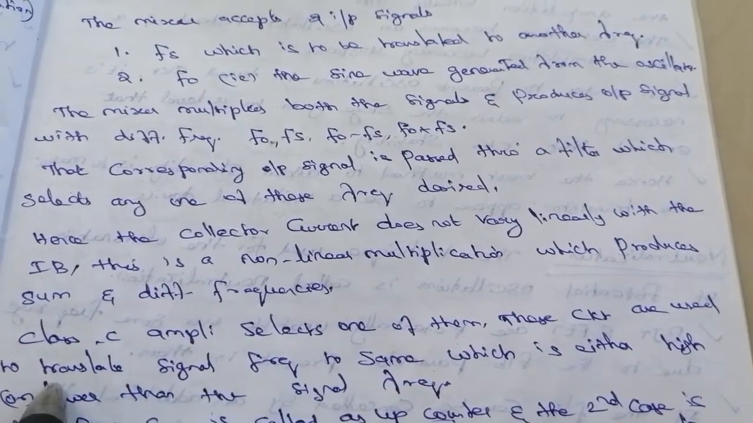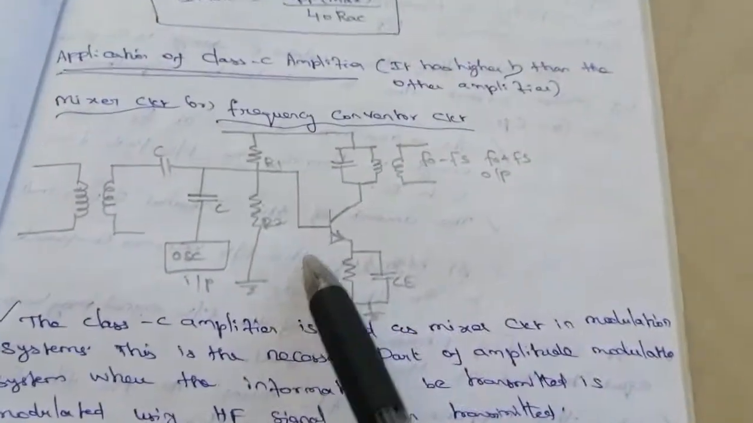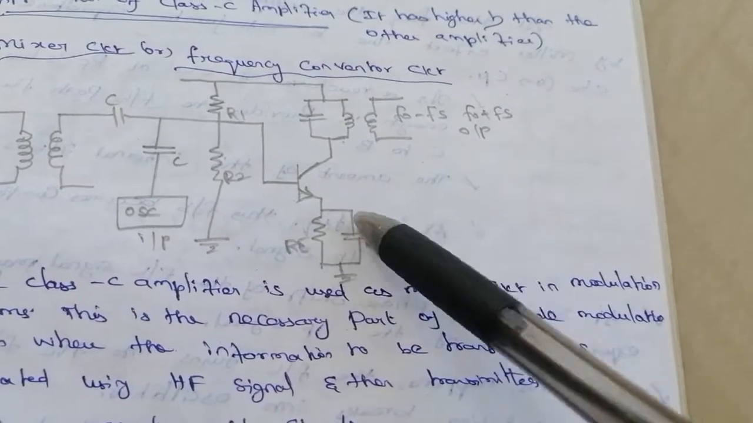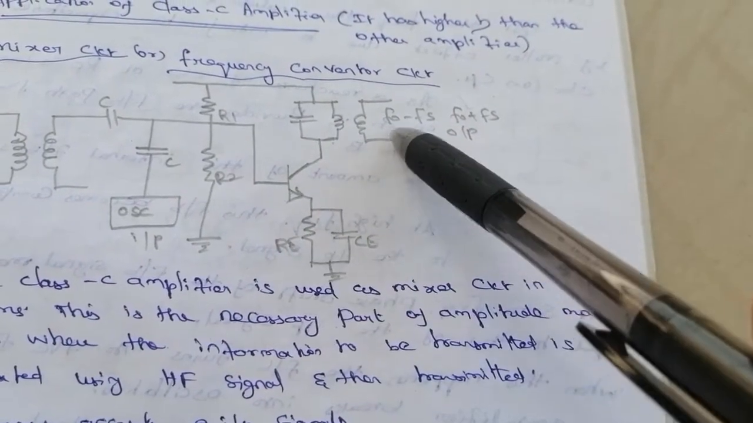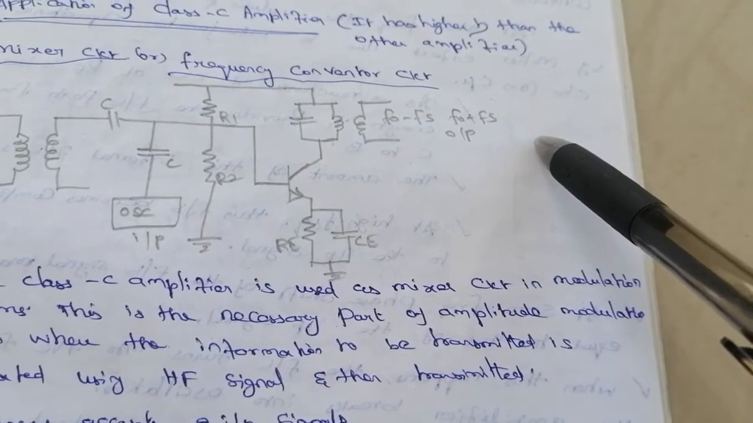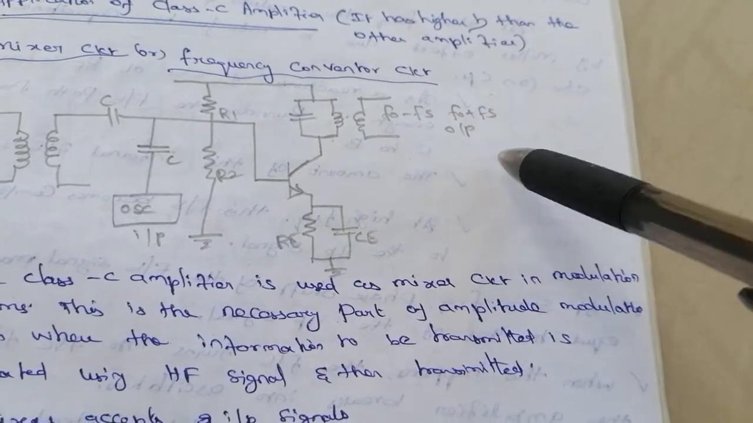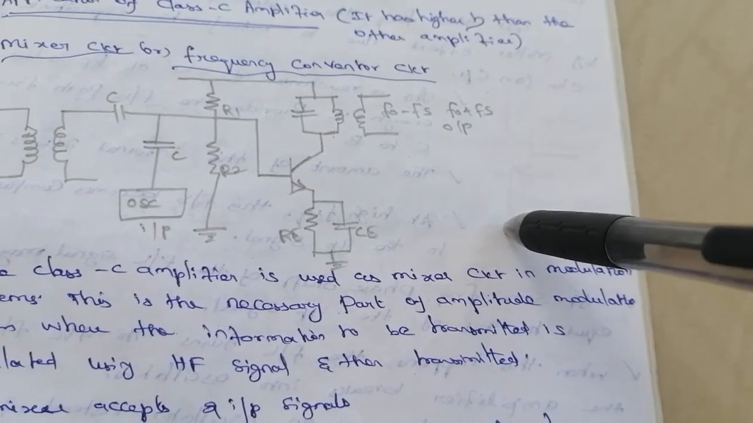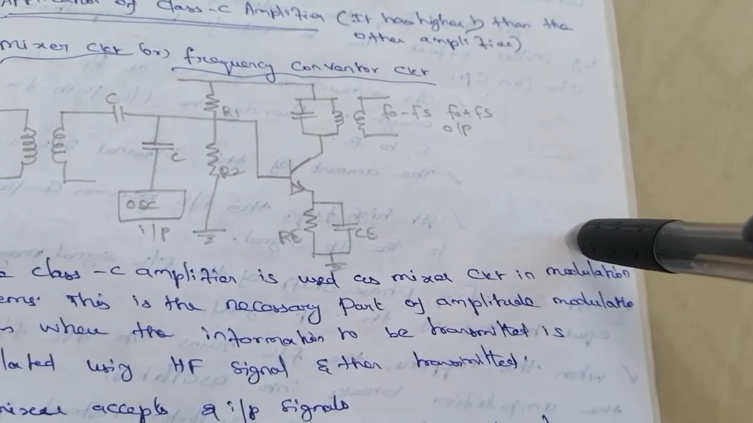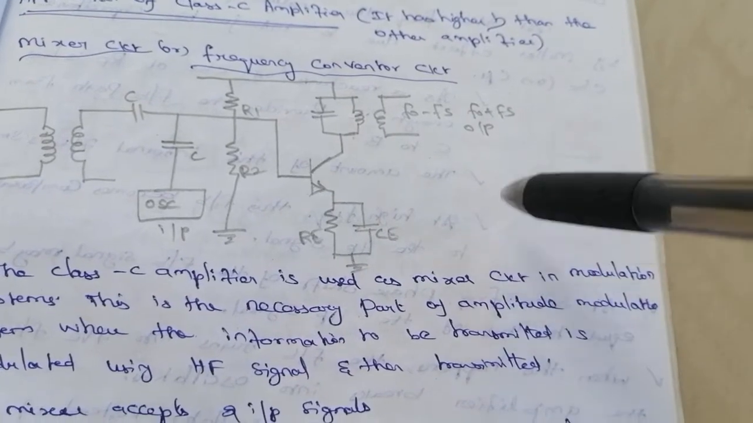This is the class C amplifier. The class C amplifier selects one of them: F0, Fs, F0 minus Fs, or F0 plus Fs. The circuits are used to translate the signal frequency to another, which may be higher or lower. If it is higher, it is an up converter; if it is lower, it is a down converter.